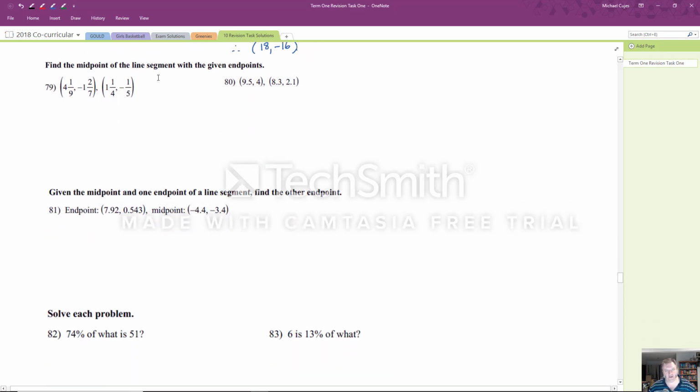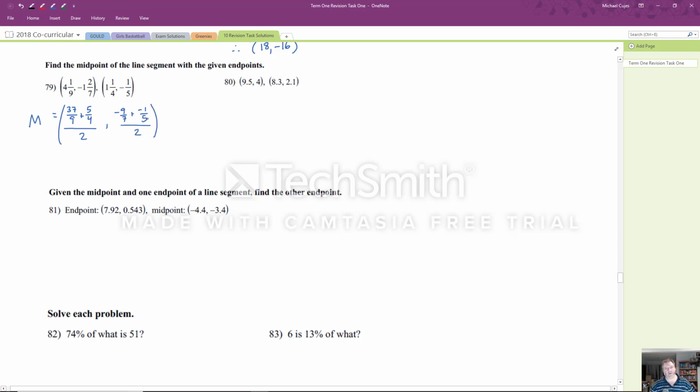Back to just finding a midpoint. I thought I'd give you some decimals and fractions because it's always good practice for you. So 4 and 1/9, that's 36 plus 1, 37 over 9. Plus 1 1/4, that's 4 quarters plus another quarter is 5 quarters. So I've got all of that divided by 2. And then negative 1 and 2/7. Well, 7 sevenths and 2 more, that's negative 9 over 7 plus negative 1 over 5, all divided by 2.